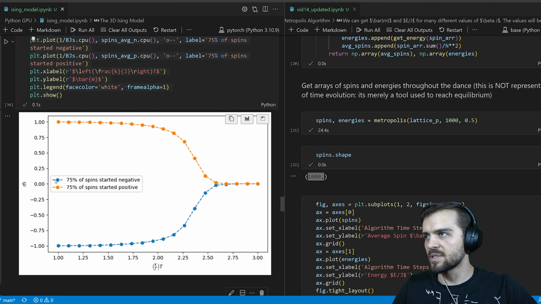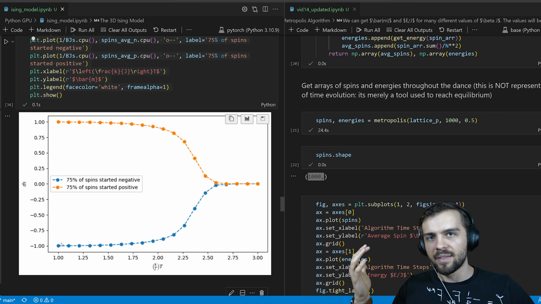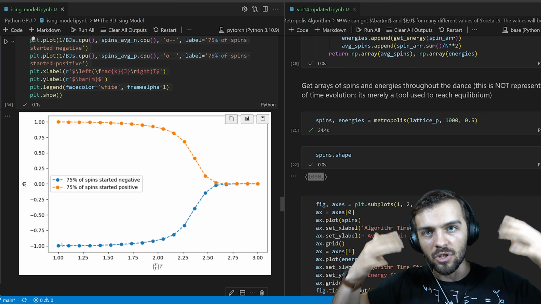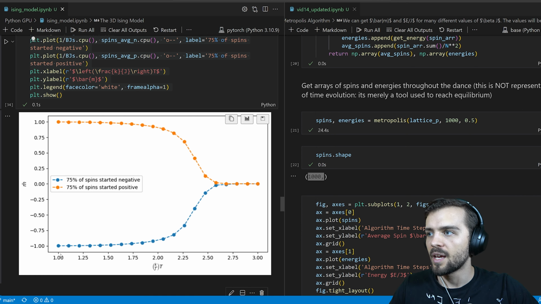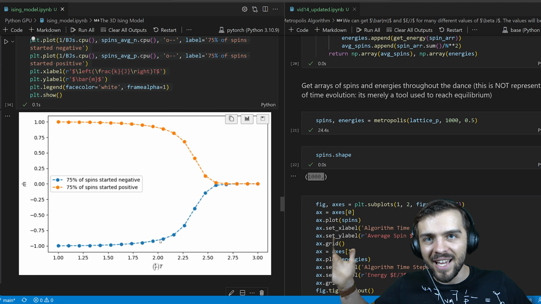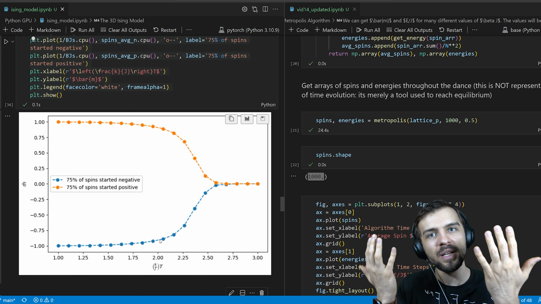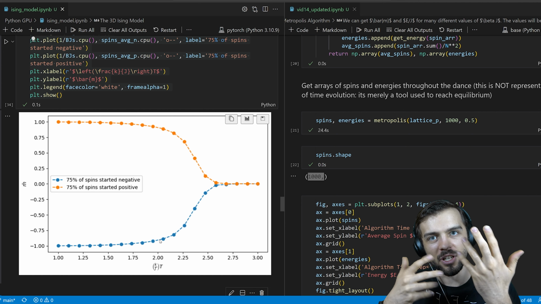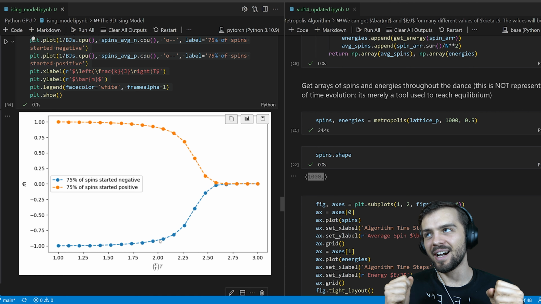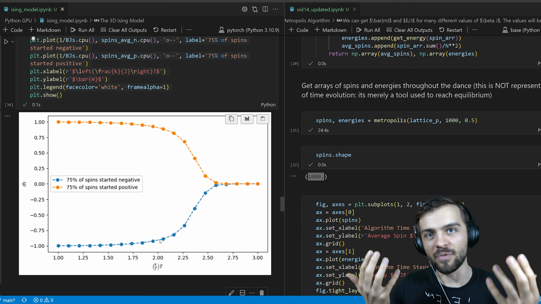For example, when 75% of the spins started negative, at lower temperatures they all align with each other because they have to be in that state of favorable energy when there's no energy added by temperature. But as you start increasing the temperature of the system, you have all this excess energy moving into the system, so the spins don't necessarily have to be aligned with each other anymore. You have heat energy allowing things to go into energetically non-favorable configurations.